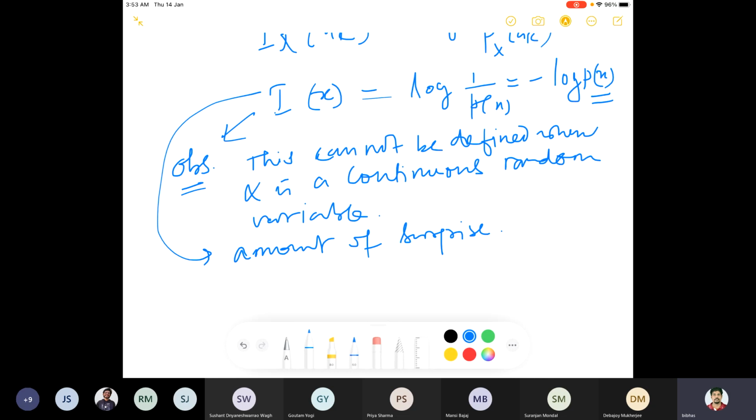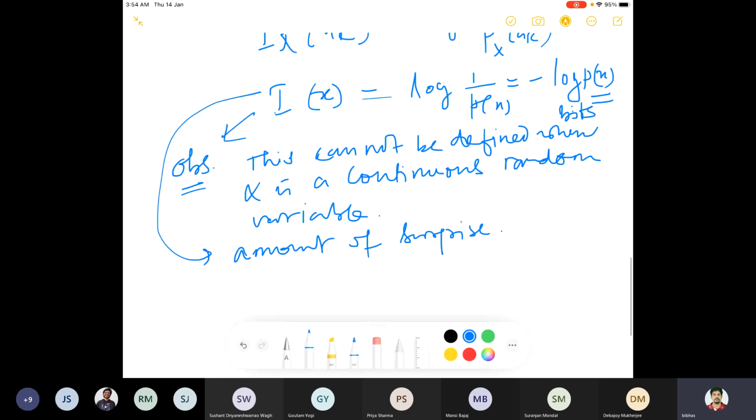Now I'll give you an example. The unit of this is bits, but it is not bits in the standard sense, like in an information storage sense. But I'll give you an example where it fits with the amount of information, where I(x) is exactly equal to the number of bits which you need to store x. I'll give you an example where it fits exactly with the notion of bits.